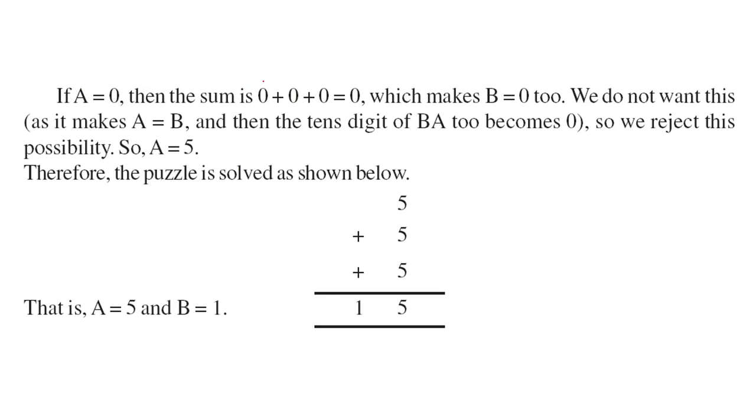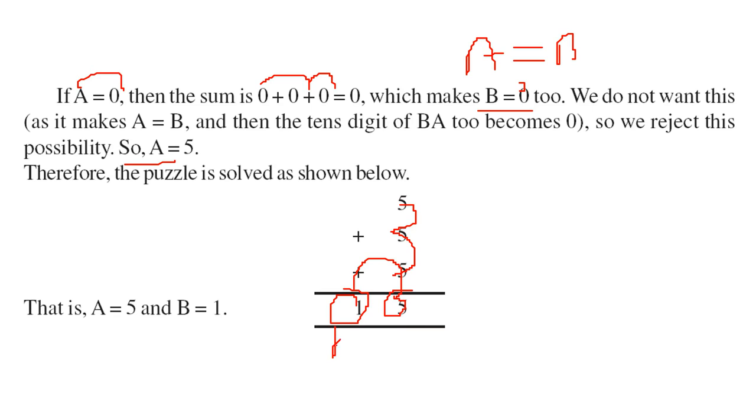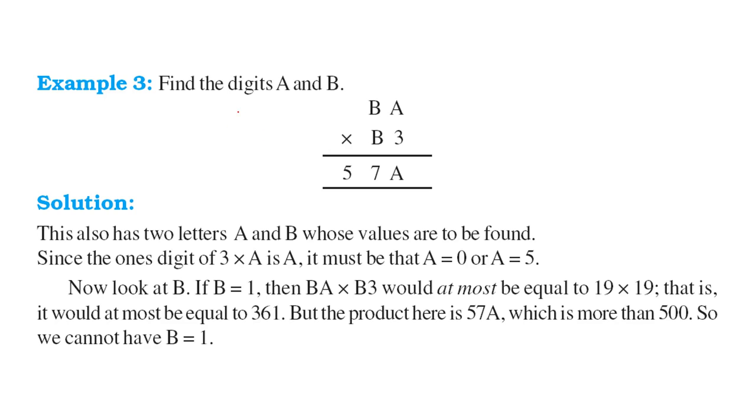So let us start with a equal to 0. 0 plus 0 plus 0 gives 0, so b would be 0, and b is not 0. That means if b is equal to 0, a becomes equal to b. So we cannot choose a as 0. Now let us take a equal to 5. So 5 plus 5 plus 5 is 15. 5 will come here and 1 is carried. This is a, this is b, and this is a. Right? Find the digits a and b.